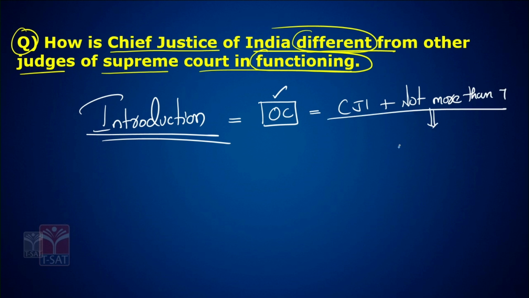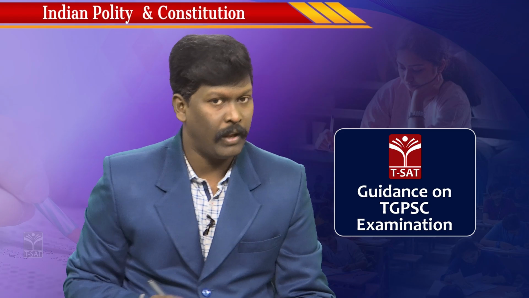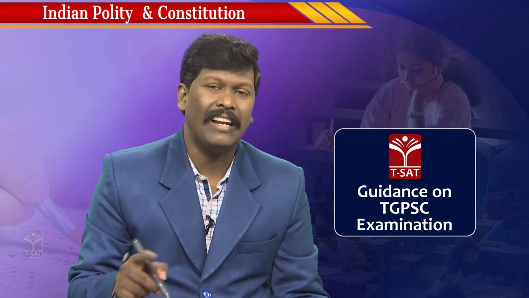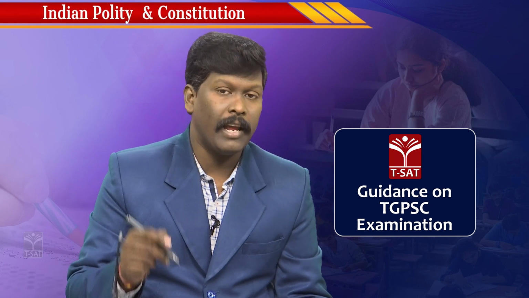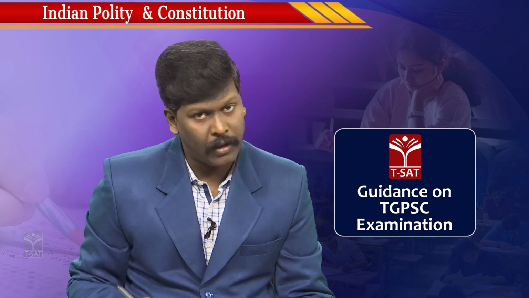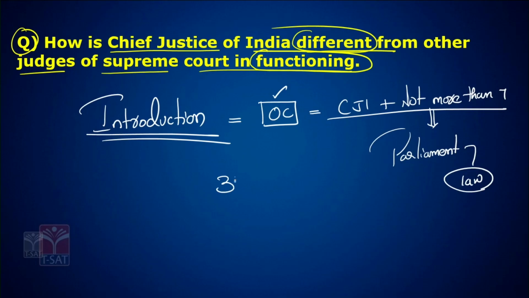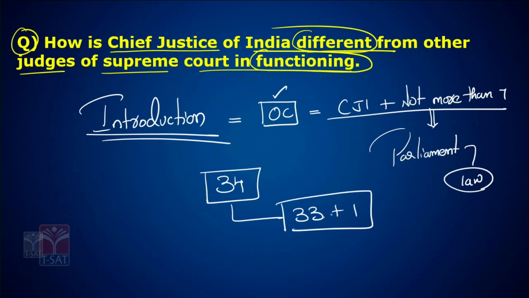The number of Supreme Court judges can be increased by Parliament by a law. Presently, there are 34 judges in the Supreme Court, which is 33 plus 1. The one person is the Chief Justice of India.